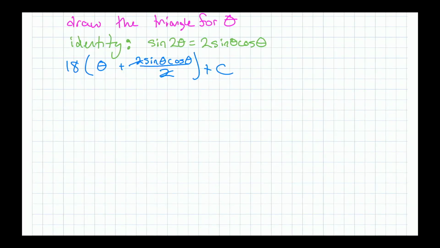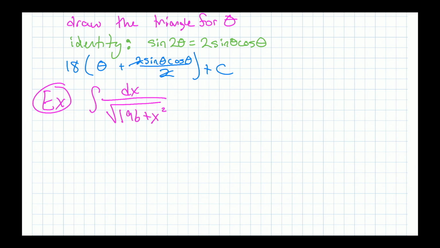All right, new problem. Our new problem is the integral dx over the square root of 196 plus x squared. Is 196 a perfect square? What's the square root of 196?